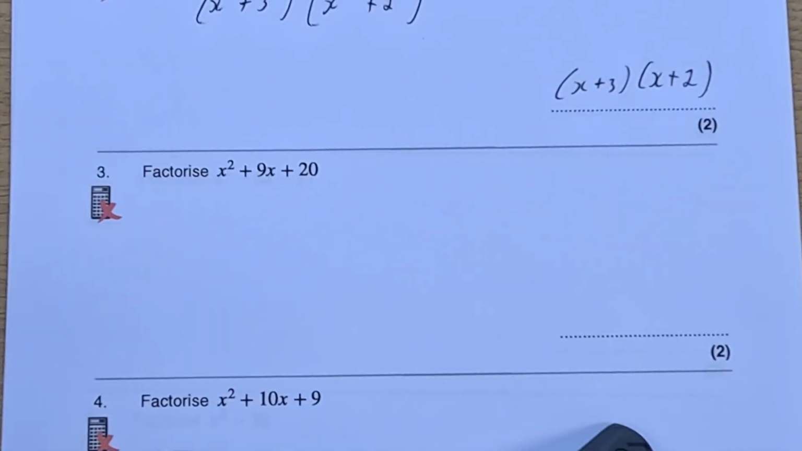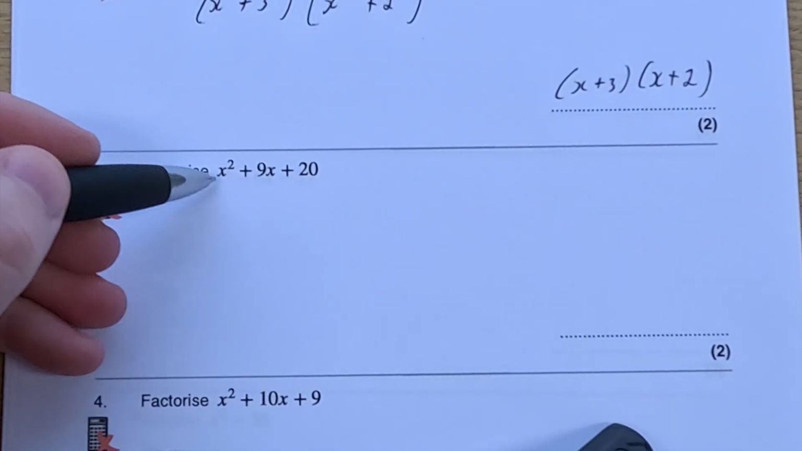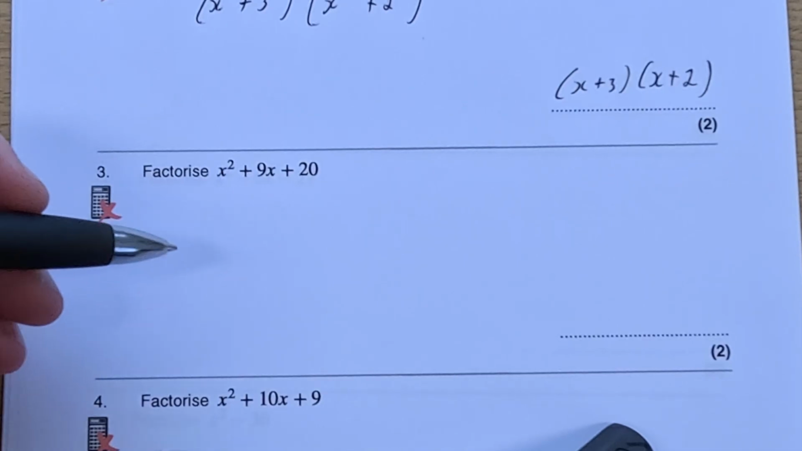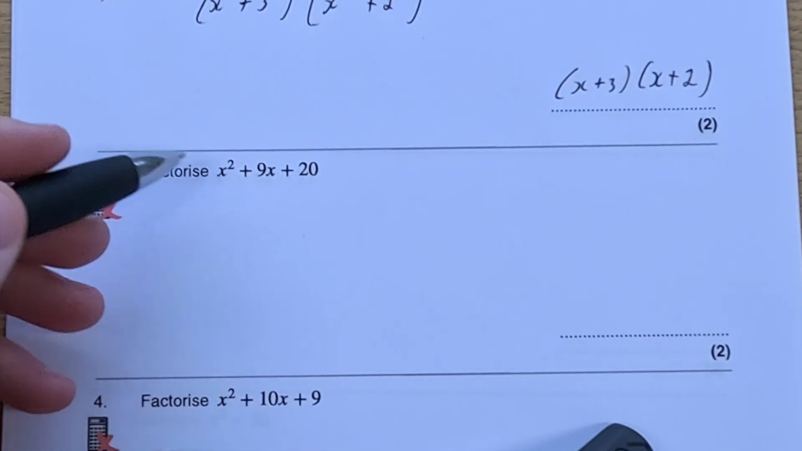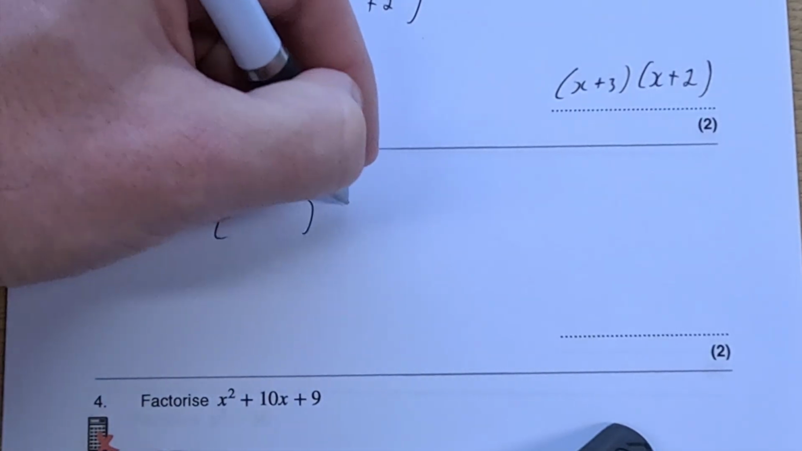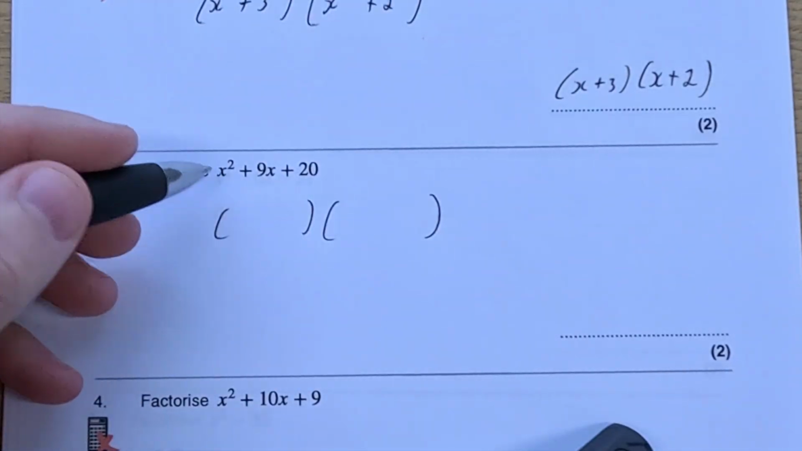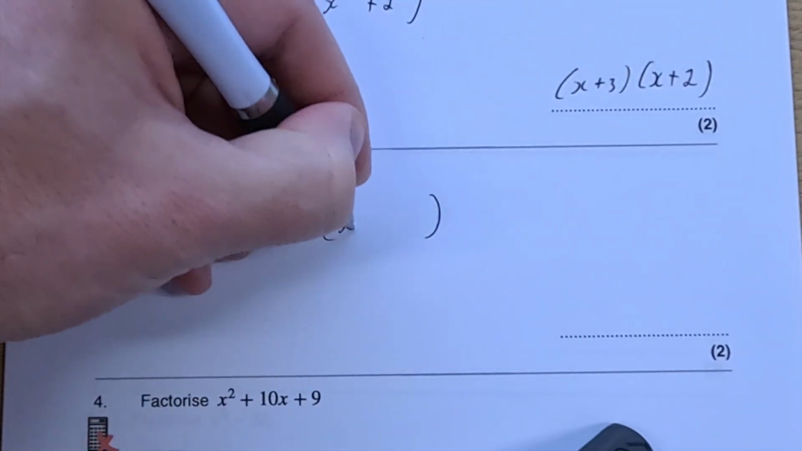Okay, so question number 3, we've been asked to factorize x squared plus 9x plus 20. So it's a quadratic, and we've been asked to factorize it, so we want to put the brackets in. It's x squared, so we're going to put x's at the front of both brackets.